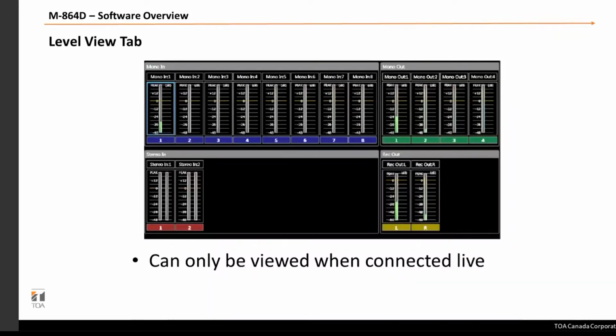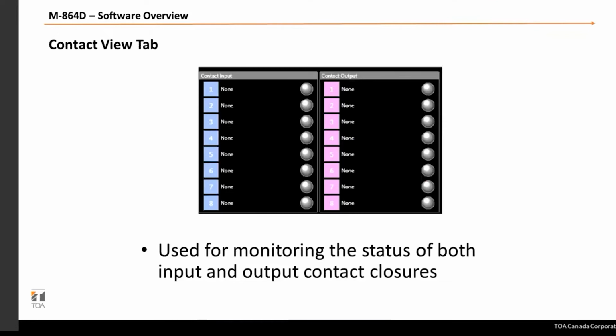And obviously there's a level view tab, and you can monitor all of your levels from one snapshot there, all the inputs, all the stereo inputs, the mono out and the record out levels. So obviously this will be working only if it's connected live to the mixer. Contact view tab. So basically, that's only to show the activity that will be happening on the control inputs and the control outputs of the device.